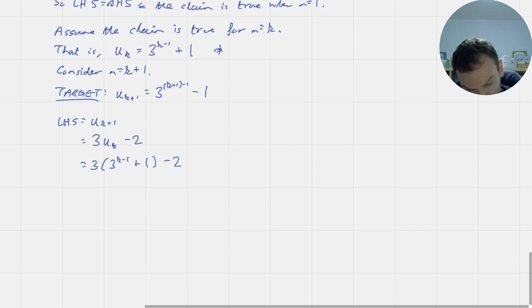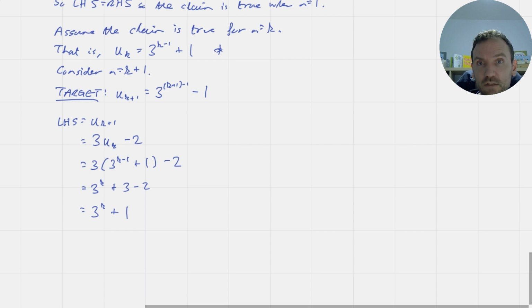Okay, so there's not much sensible to do apart from just expand the brackets here. Now, 3 times 3^(k-1), this is 3^1 times 3^(k-1). So adding our powers, we're getting 3^k plus 3 minus 2, or 3^k plus 1. Have I made an error in here? Oh no, we're all good. Sorry. So we've got this.